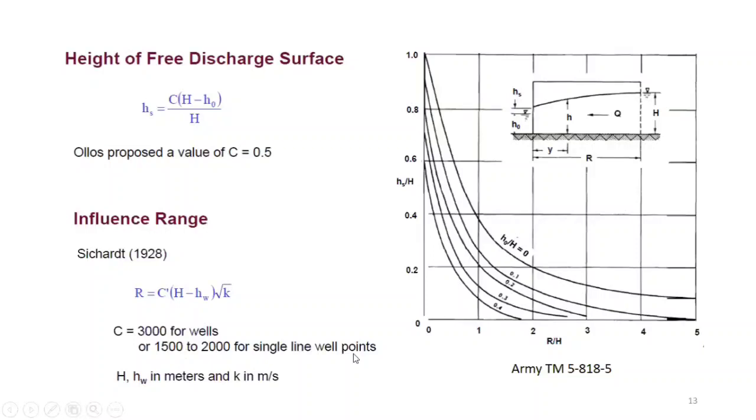you have a lot of wells in a single line. You will use the value as 1500 to 2000. If you have single wells, normally we use the value of 3000. Okay, H is clear from here. HW you can see from the previous figure.